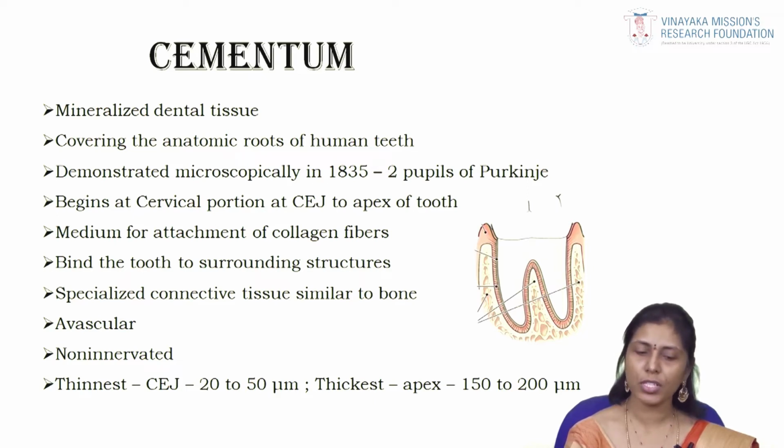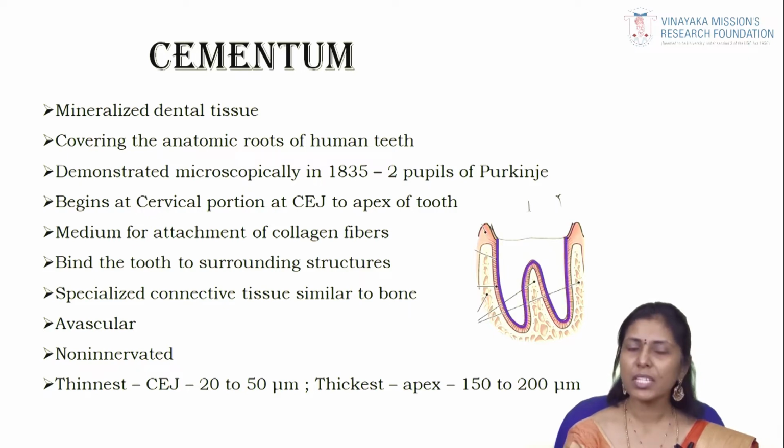It was demonstrated first microscopically in 1835 by two pupils of Purkinje. The cementum begins at the cervical portion from the cementoenamel junction to the apex of the tooth, and provides a medium for the attachment of the collagen fibers, which are nothing but the periodontal ligament fibers that attach the tooth with the hard tissue, alveolar bone. That's how the tooth is placed within its socket.